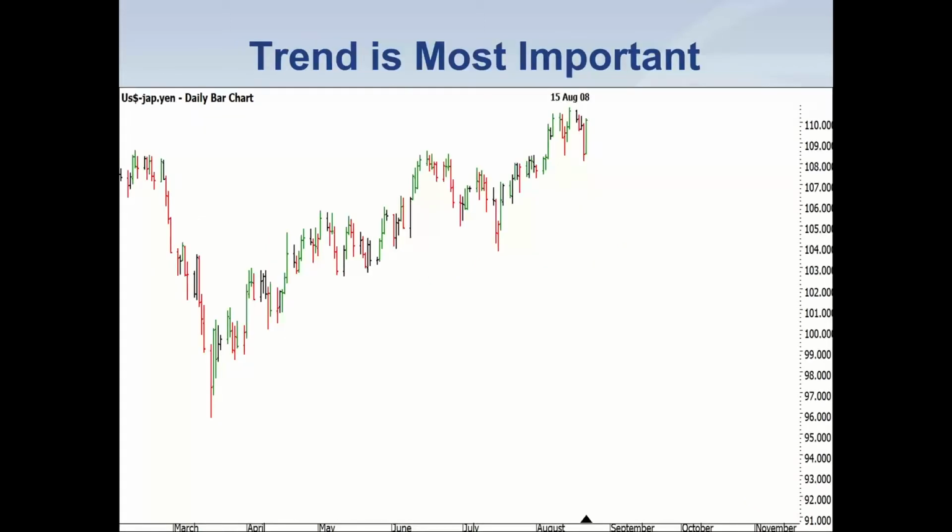The second lesson that I want to talk about is that trend is the most important thing. It is more important than the news. And the example that I'm going to share with you is the August 2008 period on the US dollar Japanese yen. I had called this top, this 15th of August 2008 top. I thought that would be the top for the year. We'd been running up since March, but we hit this top level in August, and I thought that's the top.